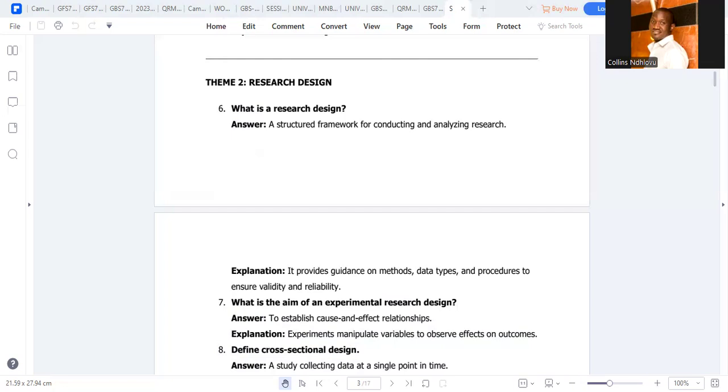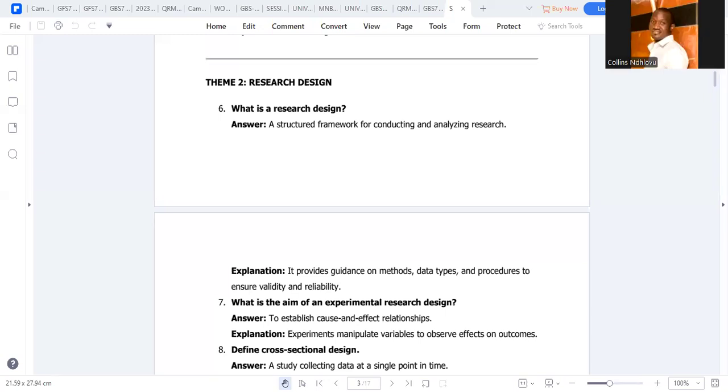What research designs are under qualitative? Case study, phenomenological. Under quantitative, what research designs do we know? Descriptive, correlational, quasi-experimental, and experimental, causal, or something like that. Now let's talk about experimental.